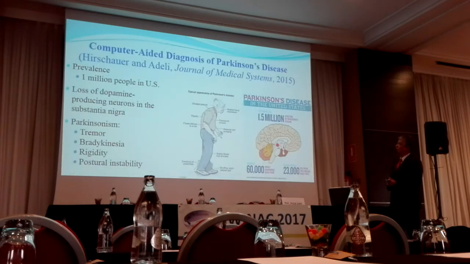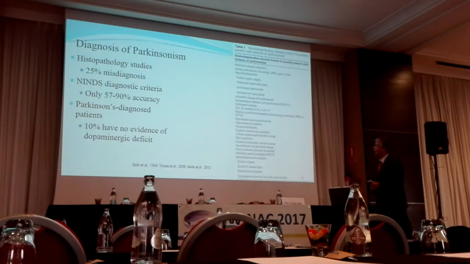So, as an example, we developed this computer-aided model for diagnosis of Parkinson's disease. This paper was published recently. So how do we make a diagnosis of this disease? This disease is very prevalent, and Parkinsonism consists of different manifestations here. So diagnosis of Parkinsonism is not that simple. You can see examples here of how it is done, and there are various things that neurologists consider.